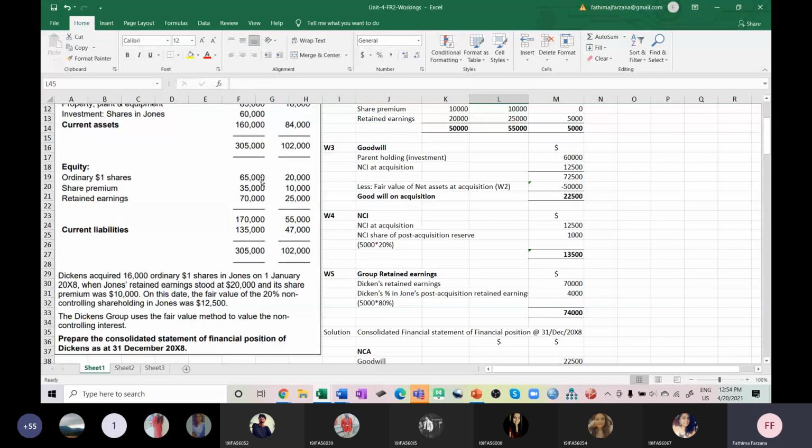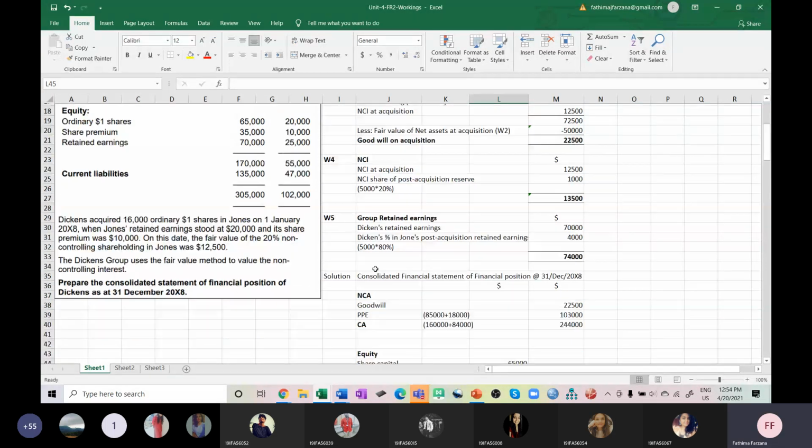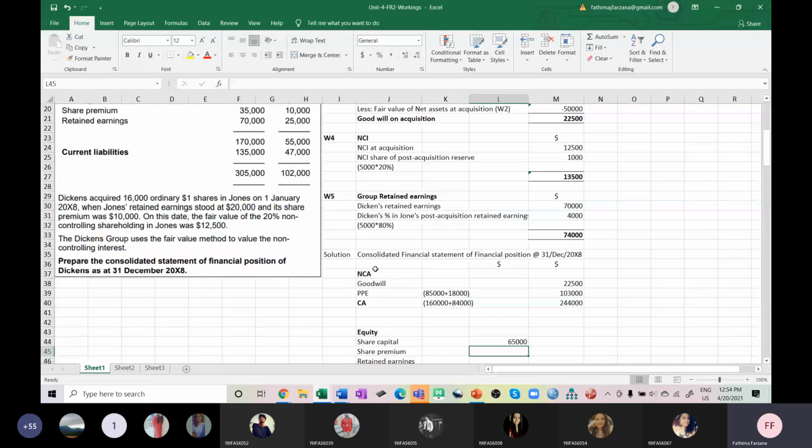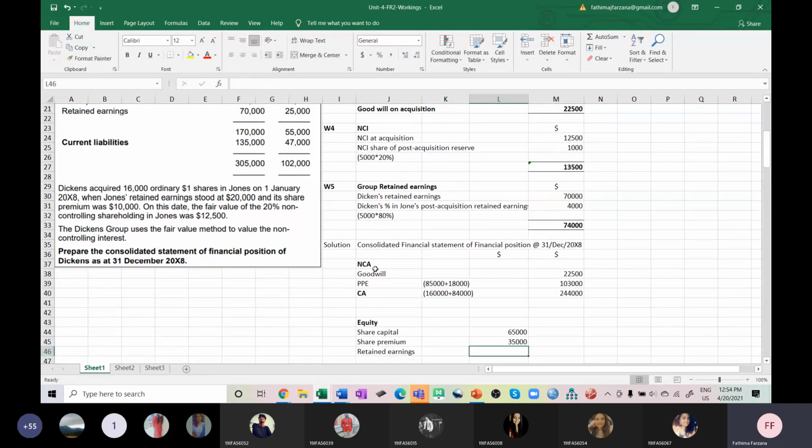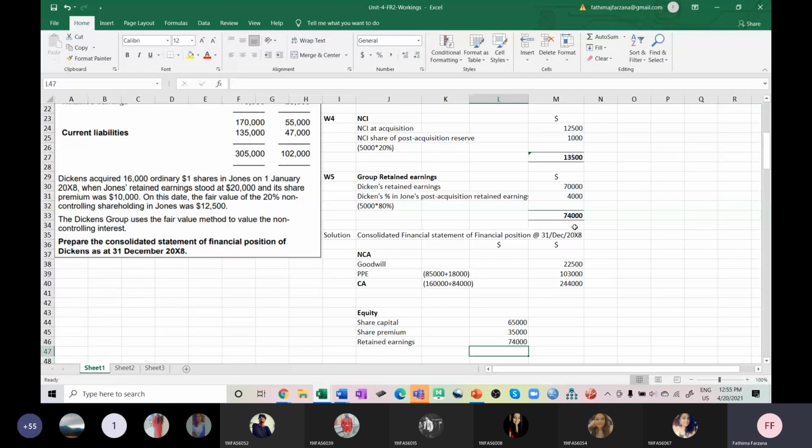How much is the share premium? Don't add it here. How much will be the share premium? 35,000. Okay. And how much is the retained earnings? Group retained earnings, 74,000. Correct. 74,000 group retained earnings, you have to take it here. Then I said one more thing. When we speak about non-controlling interest, you should not miss it. How much is the non-controlling interest value? 13,500. I got it from the working note.